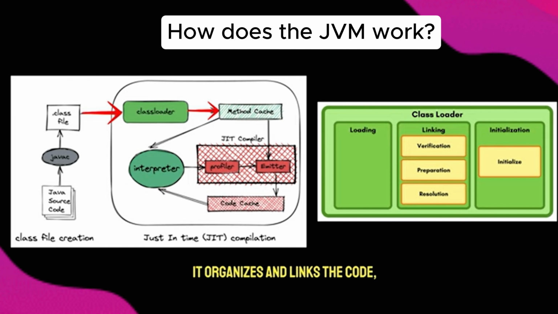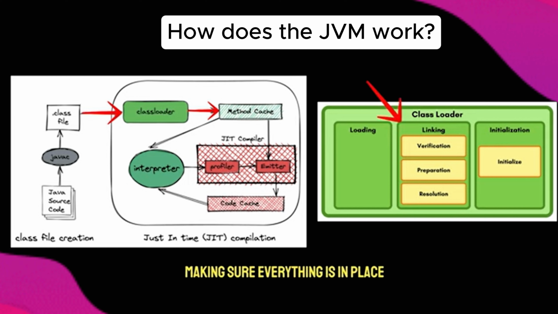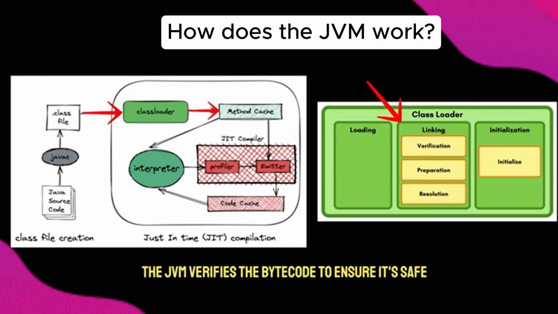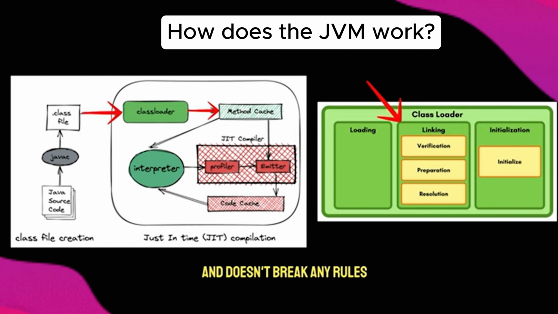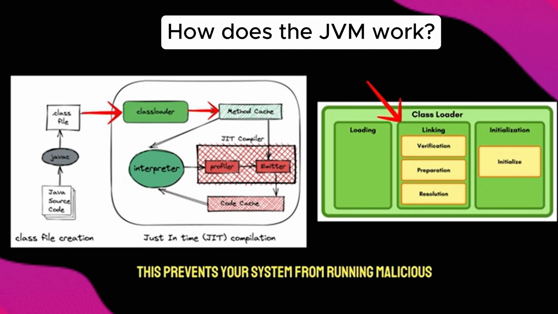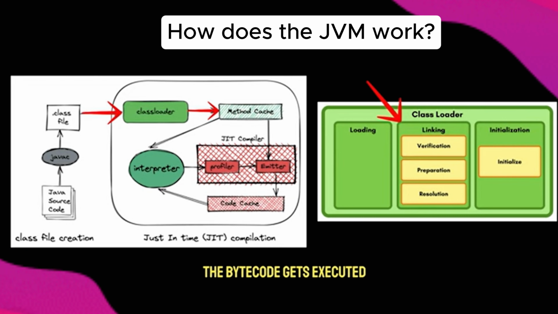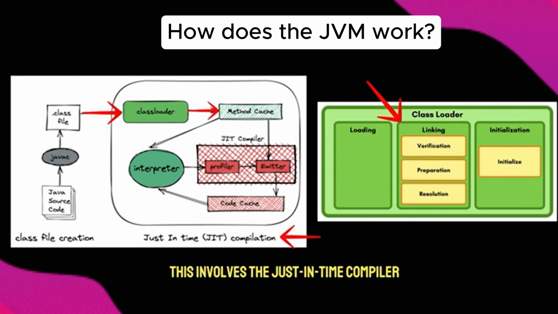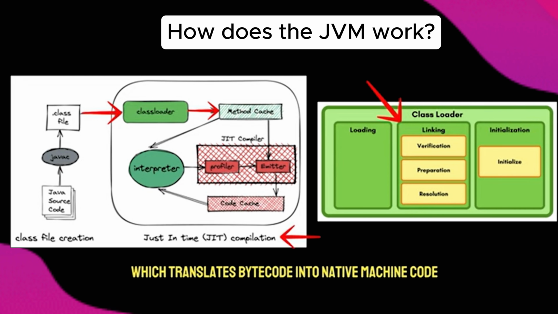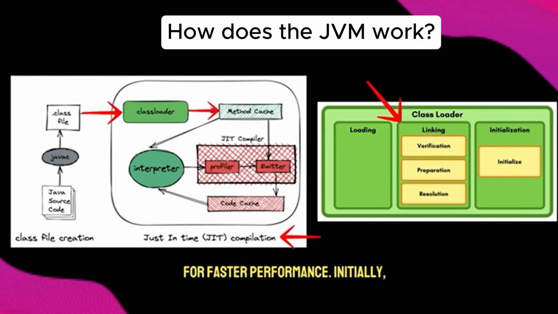It organizes and links the code, making sure everything is in place. Before running the code, the JVM verifies the bytecode to ensure it's safe and doesn't break any rules. This prevents your system from running malicious or incorrect code. Finally, the bytecode gets executed. This involves the just-in-time compiler, which translates bytecode into native machine code for faster performance.